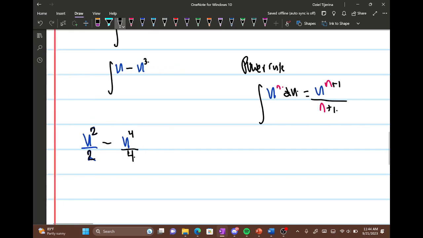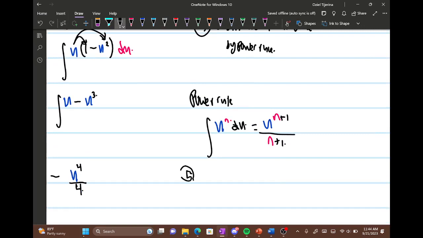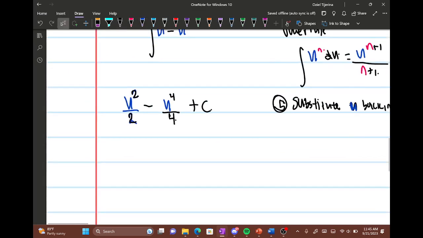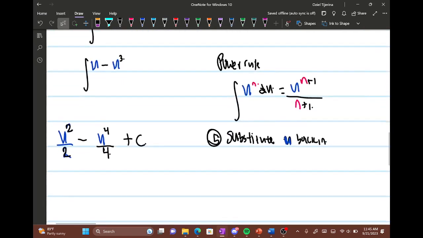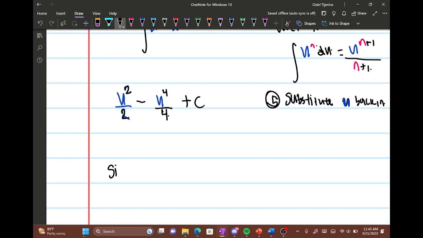And now the last part is to substitute u back in, plus the constant of integration c. So u was sine x, so it's going to be sine squared x over 2 minus sine to the fourth x over 4 plus c. Again, u was sine x, and we just substituted it.